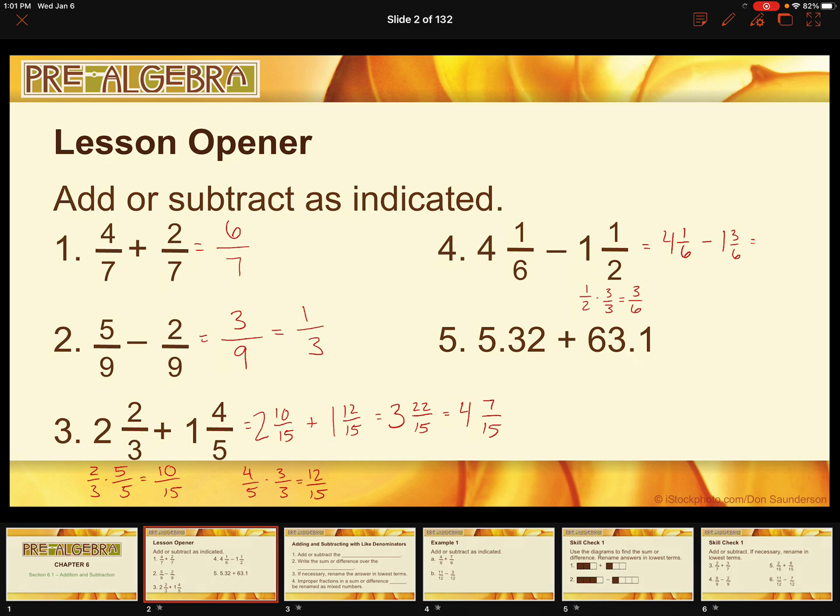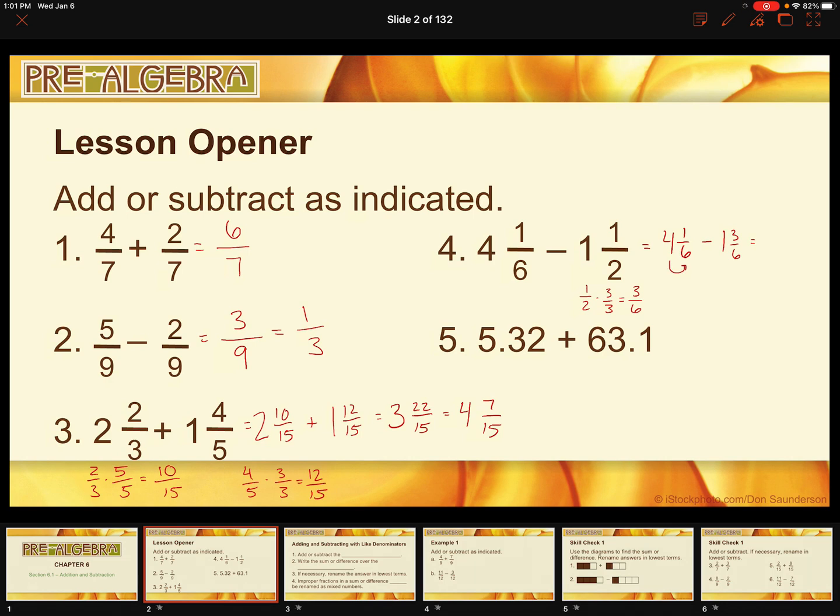And now I can subtract. You might notice that the 1/6 is smaller than the 3/6, so you might choose another method to decide to change this to an improper fraction. Let's try it that way.